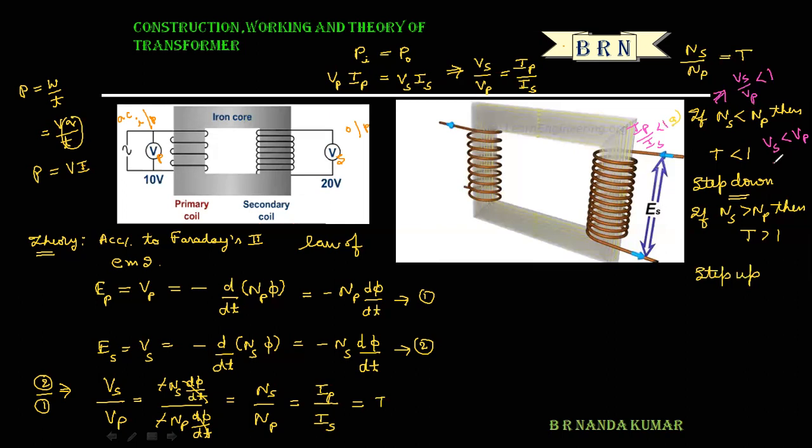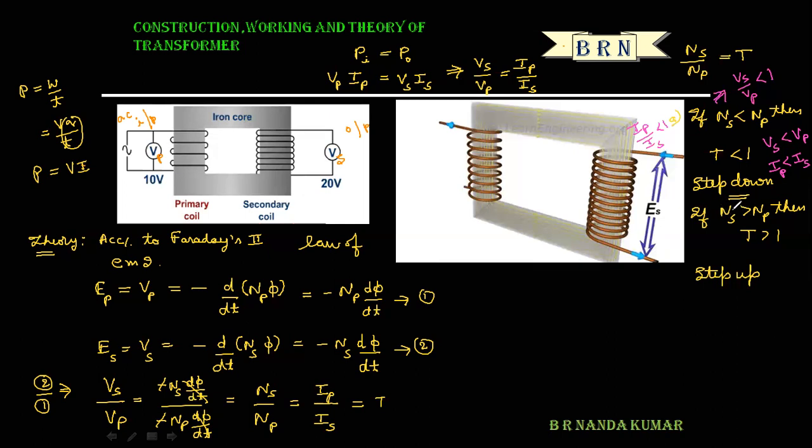That is why Ip is less than Is. So here the secondary voltage is less as compared to the primary voltage. The output voltage is less as compared to the input voltage. That means it decreases the alternating voltage by increasing the alternating current. Actually here the output current is more than the input current. The input current is less than the output current, right?